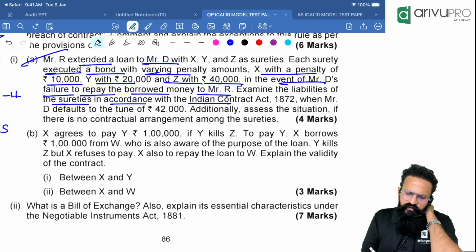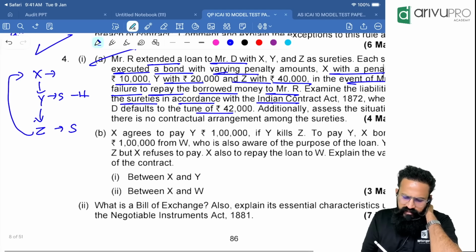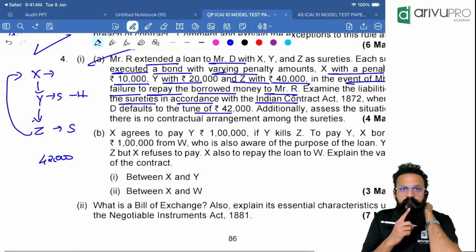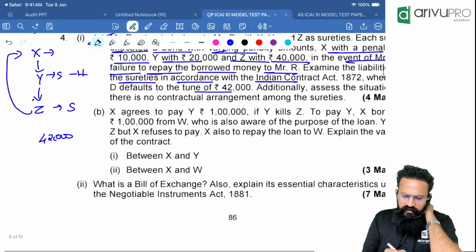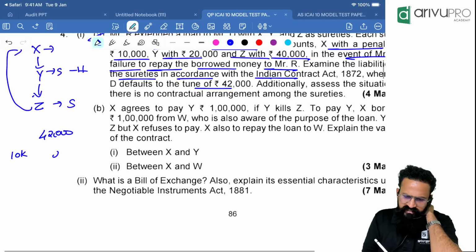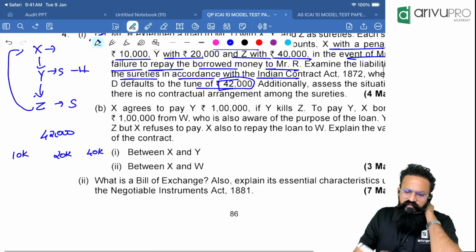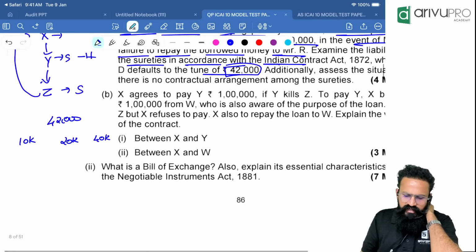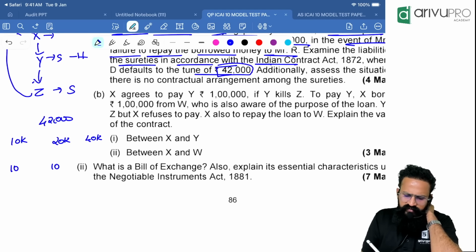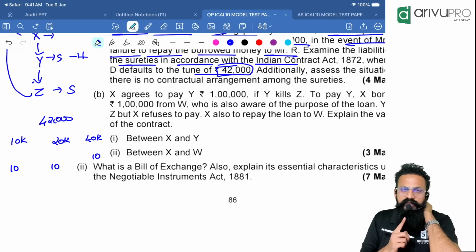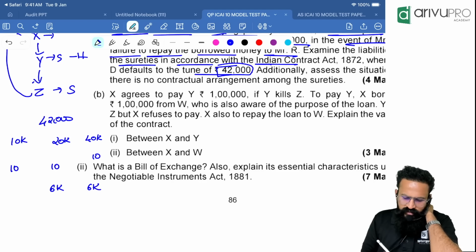When Mr. D defaults to the tune of 42,000, I need to pay 42,000, people, as surety. There are 3 people. One says 10k, one says 20k, one says 40k. How much have I defaulted? 42,000. Now what will be my liability? People, up to 10,000, all of them are liable. First share it equally. Now still how much is there? Another 12,000 we need to pay. Share that 12,000 between these 2 people equally. So how much will we be liable? This person will be liable to 10k, this person will be liable to 16k, this person will be liable to 16k.